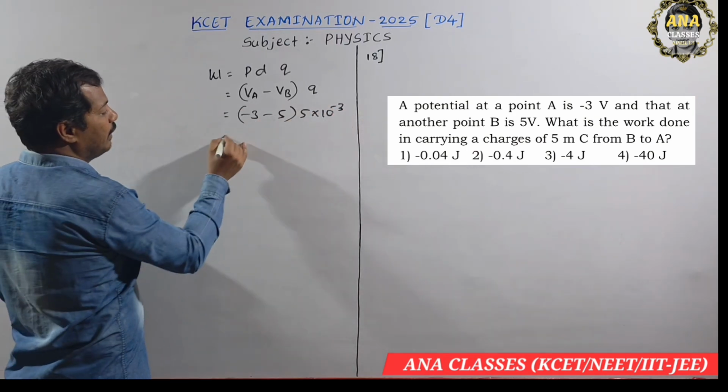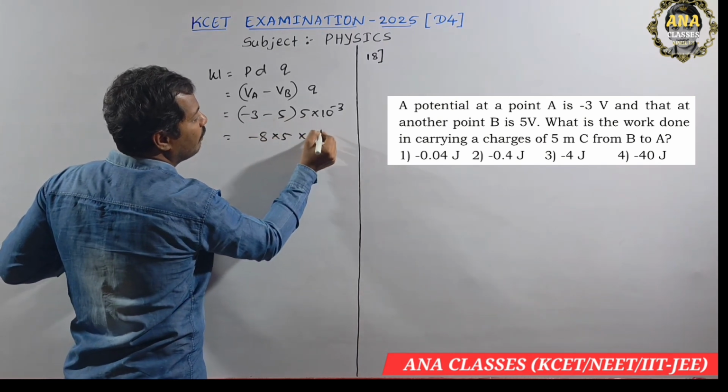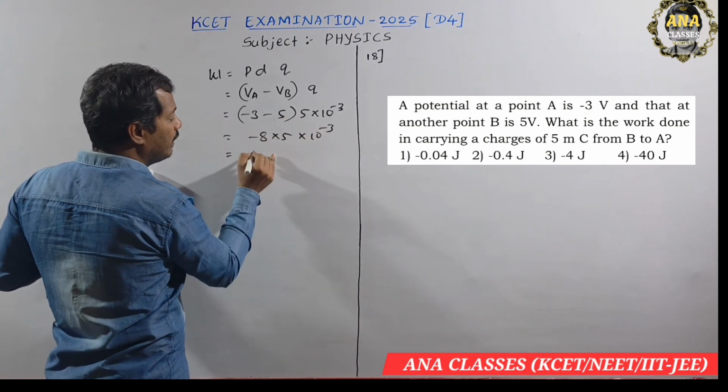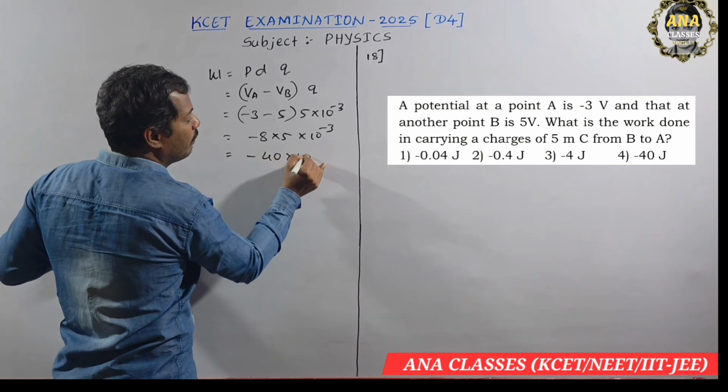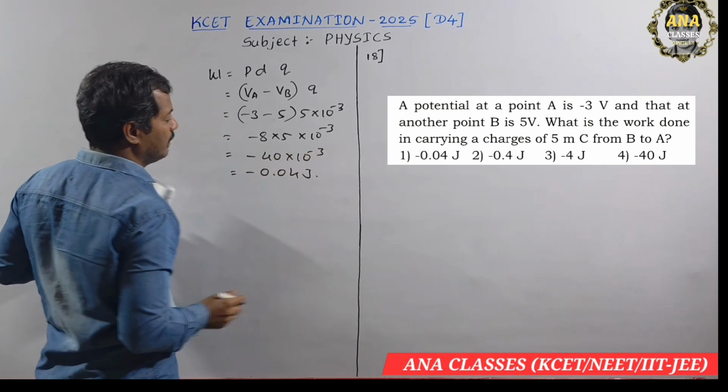So 10 to the power of minus 3. Minus 3 minus 5 is equal to minus 8, into 5 into 10 to the power of minus 3. 8 fives are minus 40 into 10 to the power of minus 3. Then the answer is 0.04 joule.